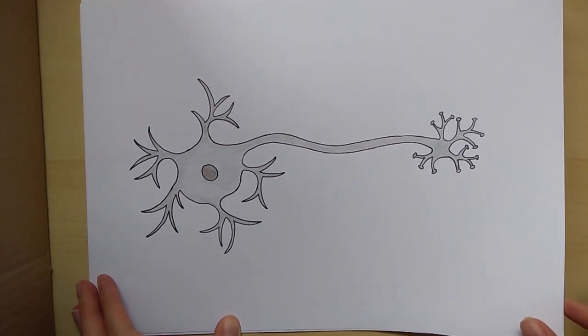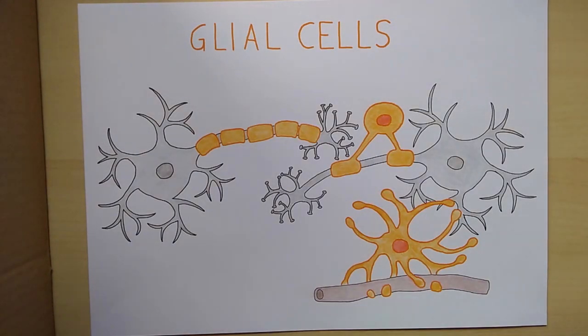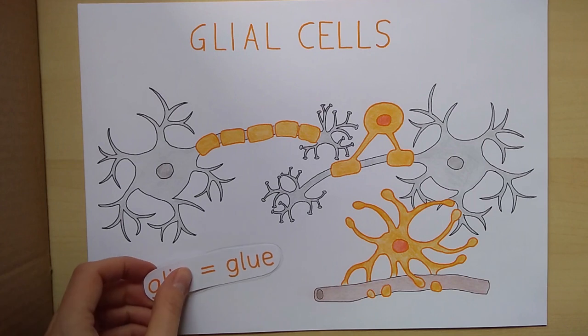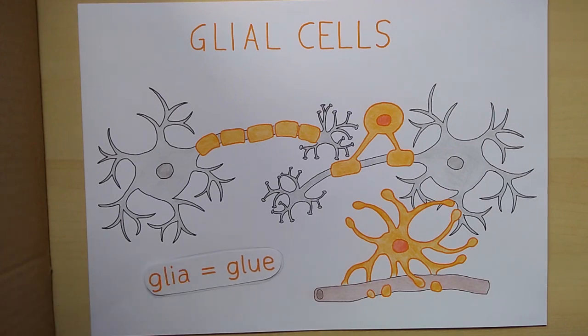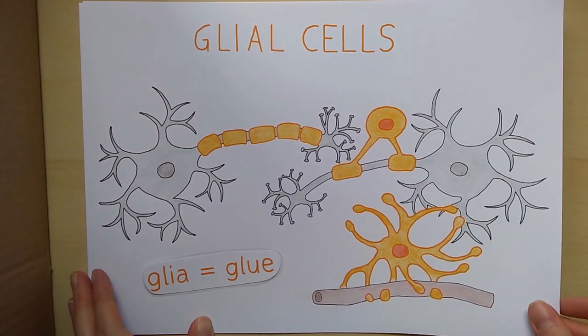There are a lot of helper cells called glia cells. Glia means glue in Greek, which comes from the fact that people originally thought that these cells are only there to keep everything in place. This could not be farther from the truth. Glia cells do all sorts of stuff.